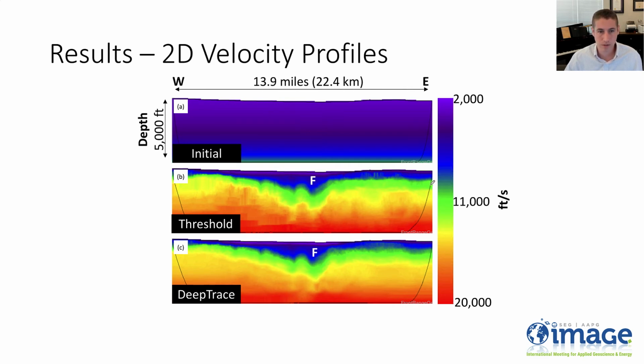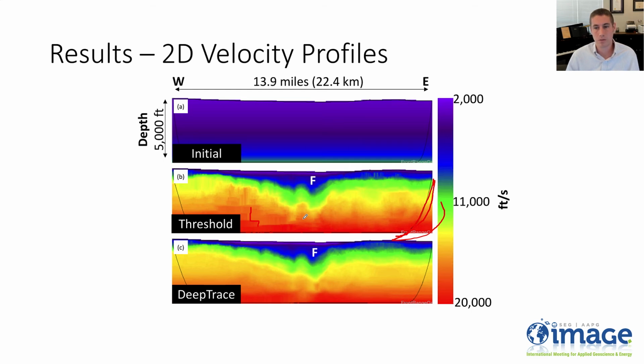The black curve, it's kind of hard to see, but it's a curve that looks like that. That is actually the ray penetration extents. What we can see here is that both approaches, the threshold and deep trace, did produce similar looking velocities, but the threshold approach appears to be less smooth and looks more like stair steps in places.